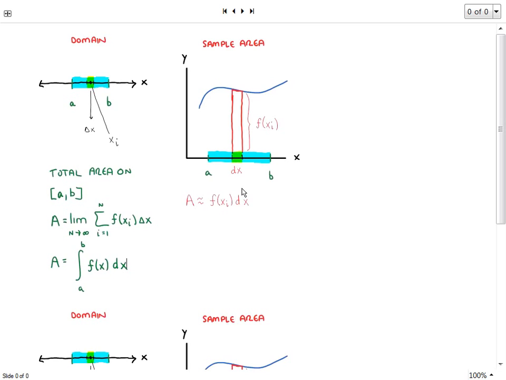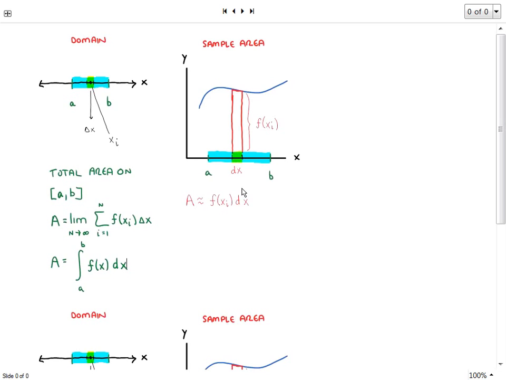We called it x sub i. It's just the ith point somewhere in the rectangle. We picked that point, and then we look at a little width to that rectangle, which we call delta x. Okay, that's what we had.